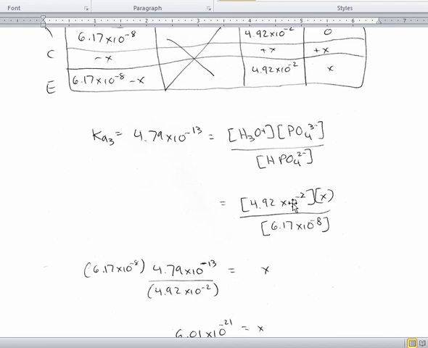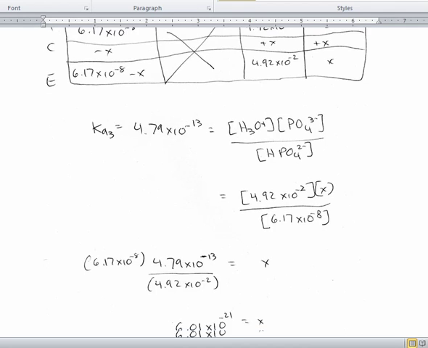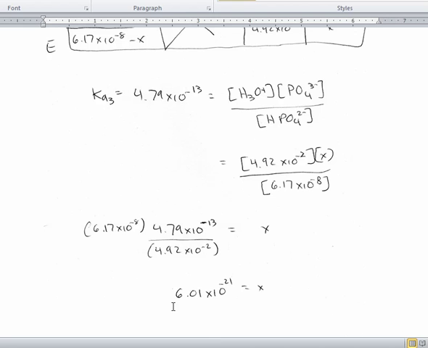When I plug in my values for hydronium and monohydrogen phosphate, this is what I get. And then I just rearrange algebraically to solve for x. Here's my Ka value. I'm going to multiply both sides by 6.17 times 10 to the minus 8. Divide both sides by 4.92 times 10 to the minus 2. And when I do that, I get the concentration of phosphate, which is x, is 6.01 times 10 to the minus 21, which is so incredibly tiny.